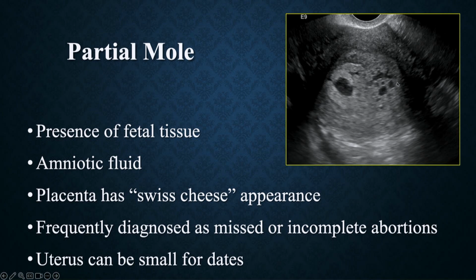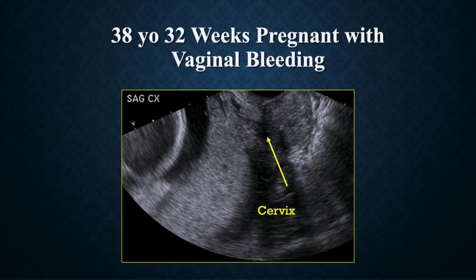And they say the placenta has a Swiss cheese appearance. So again, if you see a sac and you see this abnormal tissue, think about a partial mole. Frequently, they're misdiagnosed because people think, well, maybe that's hemorrhage in a patient that has a subchorionic hematoma. But again, the HCG titers will be helpful.